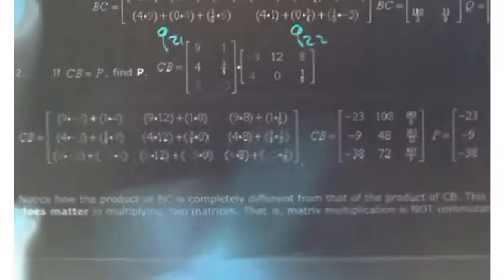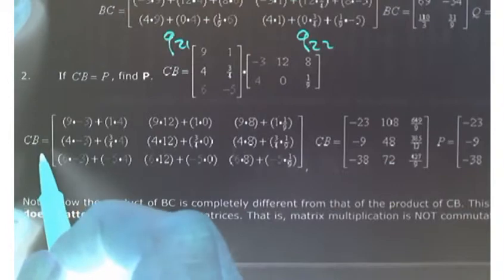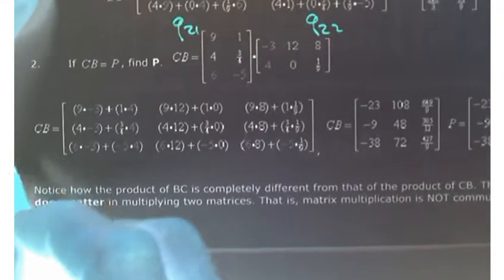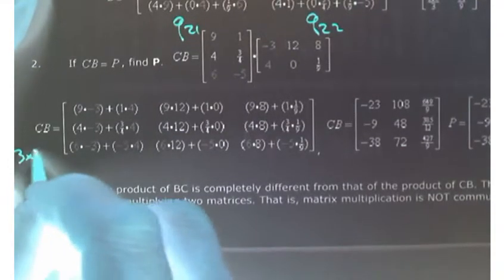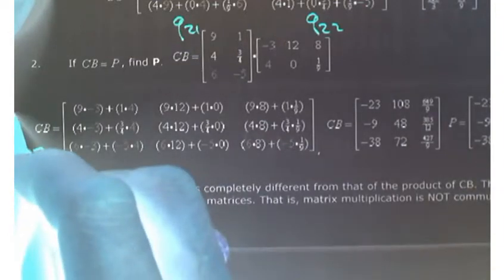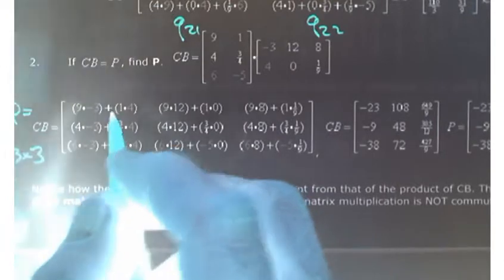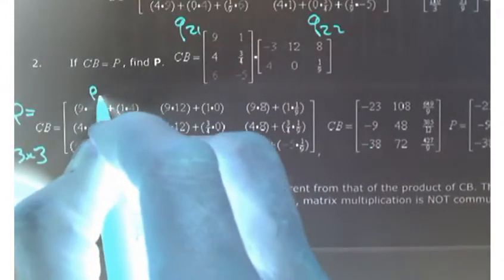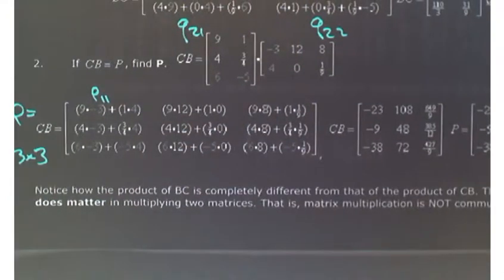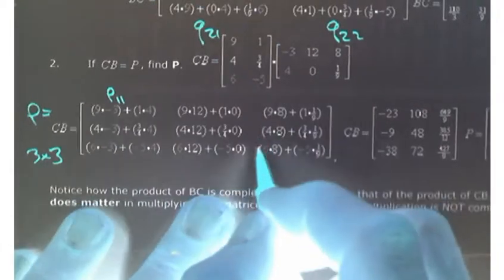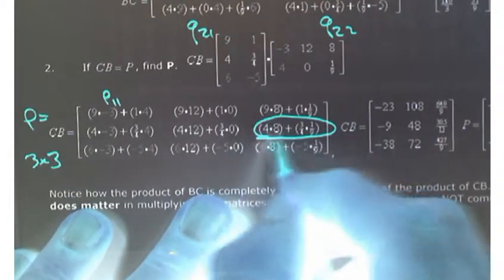So let's try it the other way. If I did C times B, now I know that I'm going to get a 3 by 3 matrix. So I'll call this matrix my product matrix, P. And for instance, this would be P11. Let's focus in on this one over here.